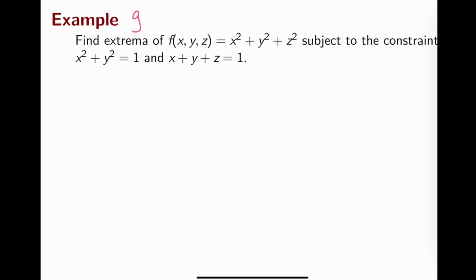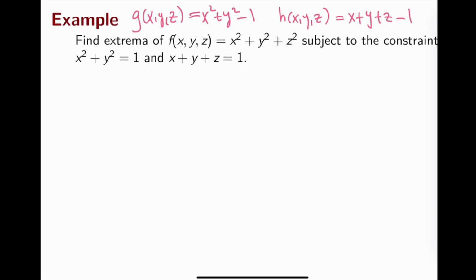Let's first write the function g as a function of x, y, and z. This is going to be putting everything in one side. It's going to be x squared plus y squared minus 1. And the other one, h, is going to be h of x, y, z equals x plus y plus z minus 1.